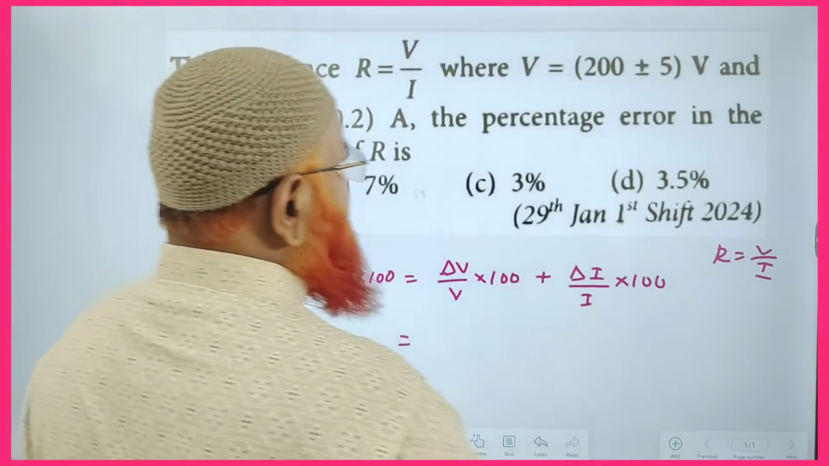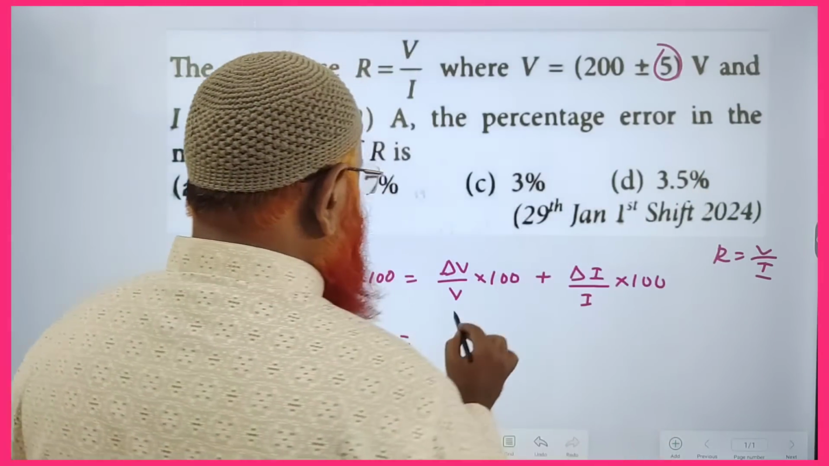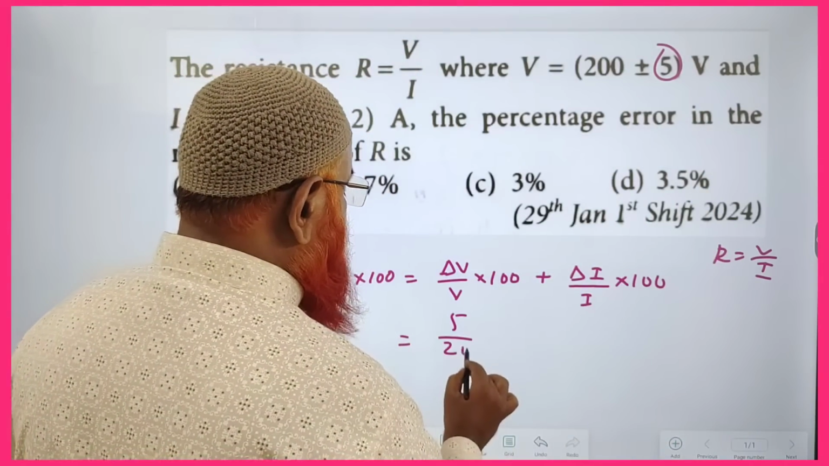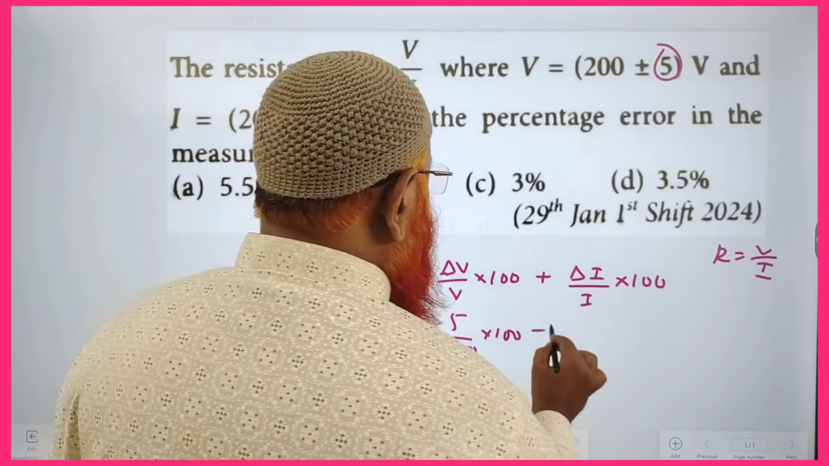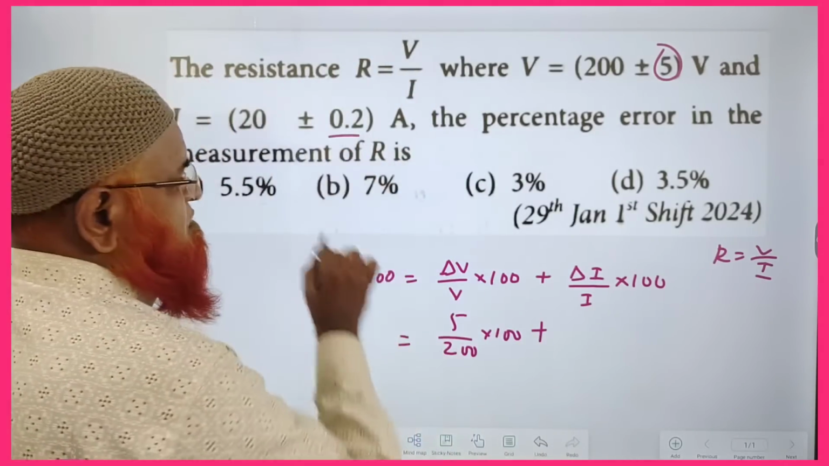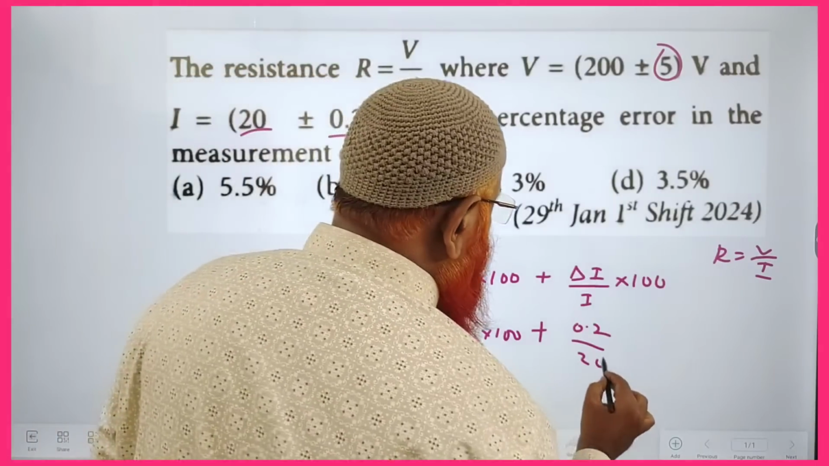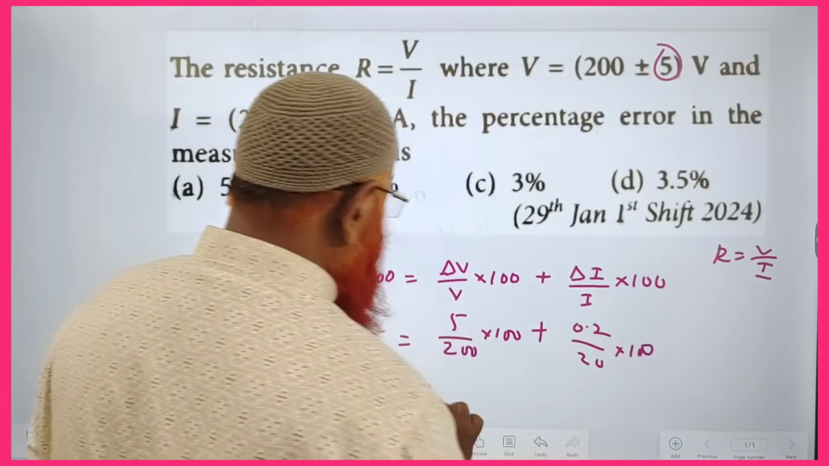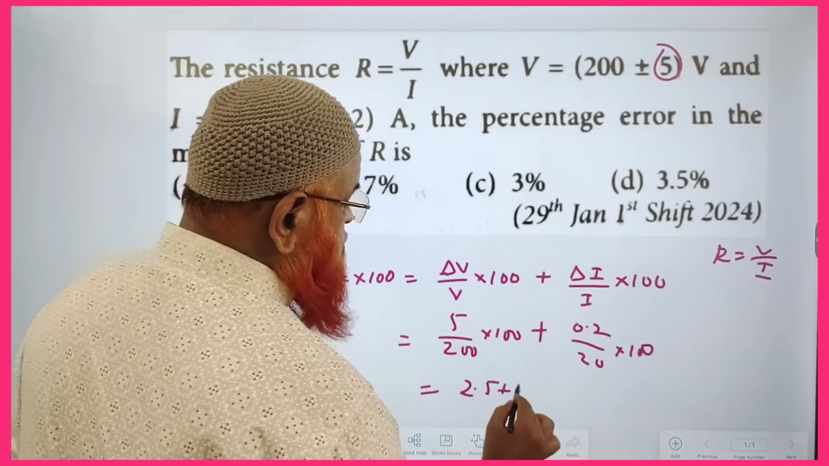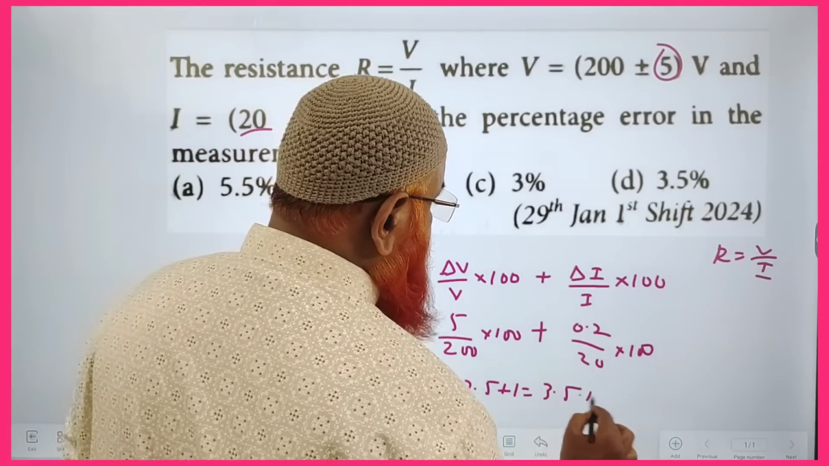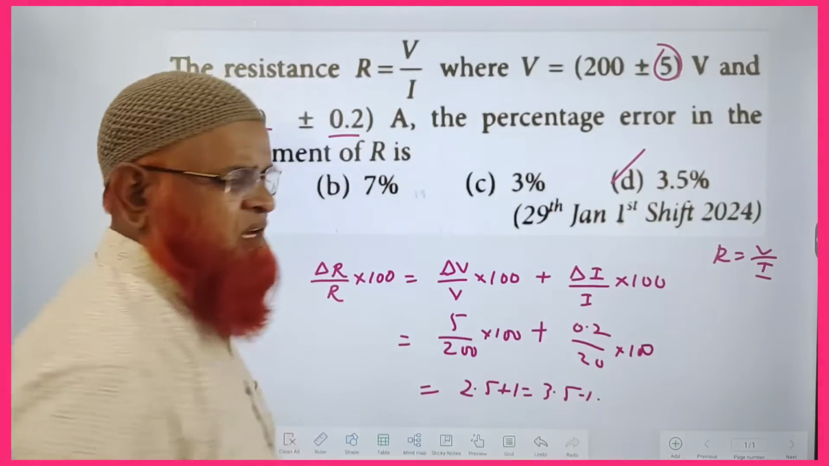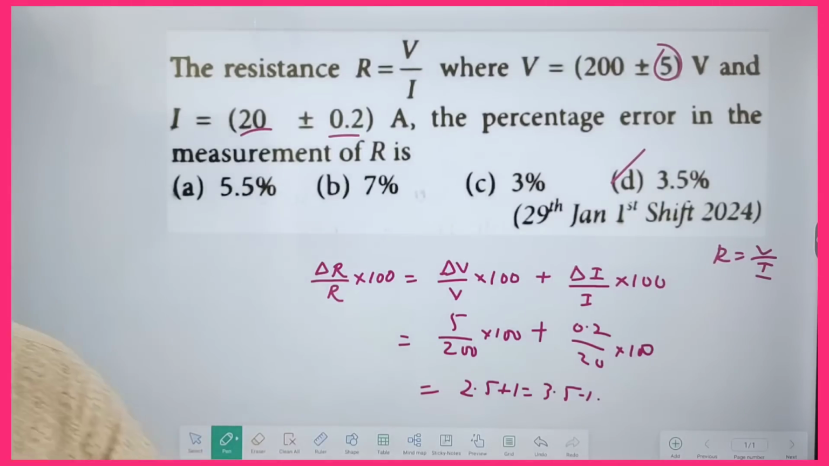Then what is delta V here? So this is going to be delta V, that is 5 by 200 into 100 plus delta I, which is 0.2 divided by 20 into 100. So which gives you 2.5 plus 1, that is 3.5% is going to be your answer. That's it. Very simple question and simple answer.